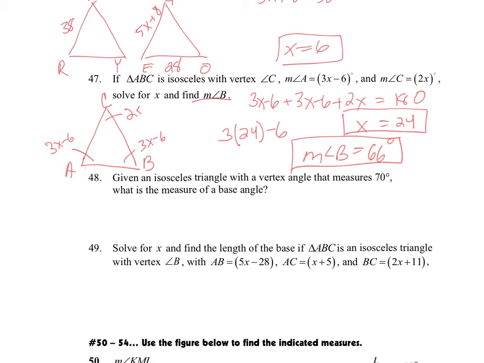All right, if we look at 48, given an isosceles triangle with a vertex angle that measures 70, what is the measure of each base angle? So if this is 70, I'm going to take triangle sum 180 and subtract out 70, and that's going to give me 110 degrees, but that's 110 to split between these two base angles. So I'm going to divide that by 2, and each one of those then will equal 55 degrees.